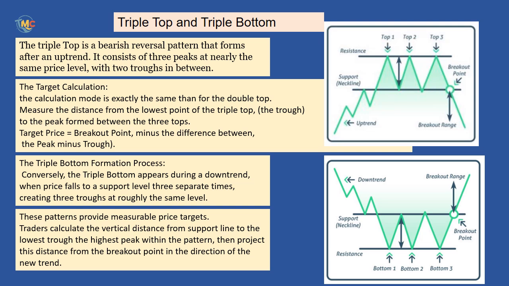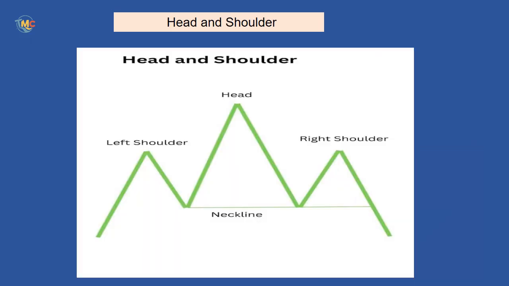The measuring implications. These patterns provide measurable price targets. Traders calculate the vertical distance from the support line to the lowest trough, the highest peak within the pattern, then project this distance from the breakout point in the direction of the new trend. This projection is based on the principle that the momentum needed to reverse the previous trend will likely continue with comparable force. The next pattern is the head and shoulders.